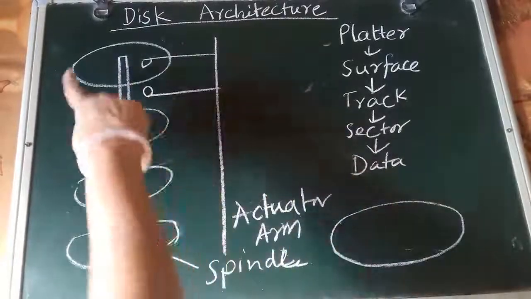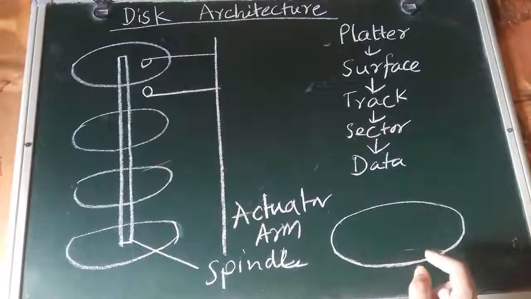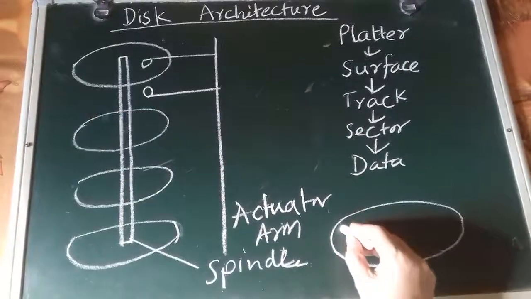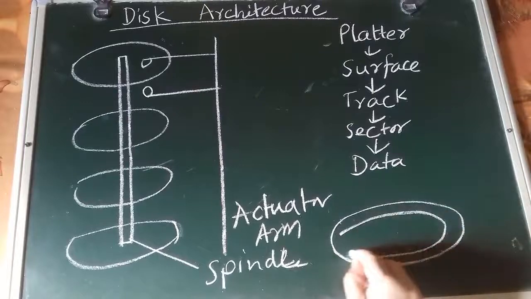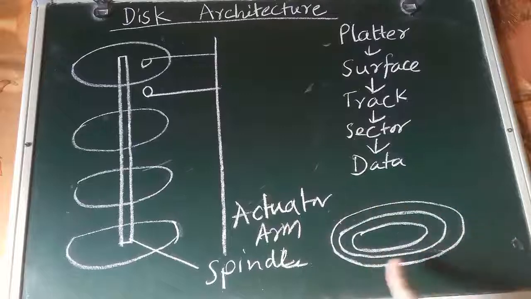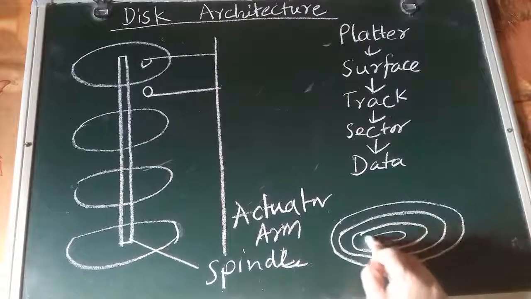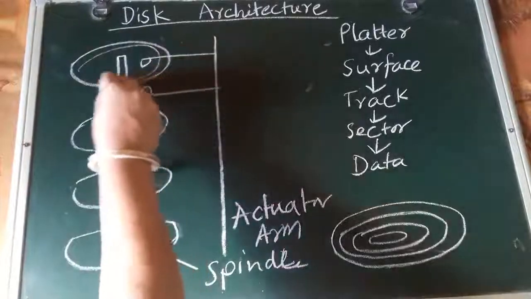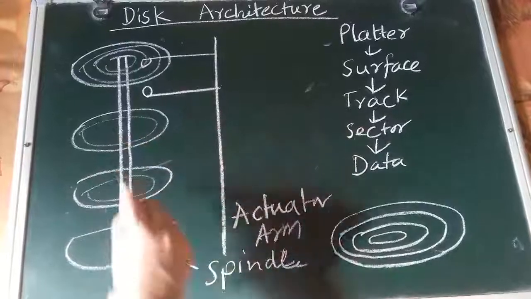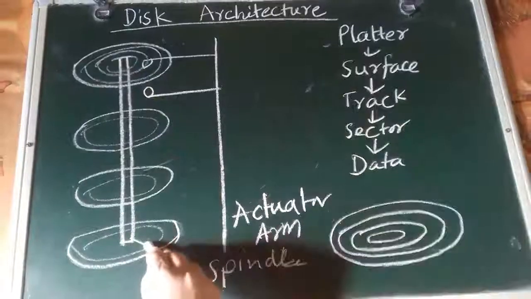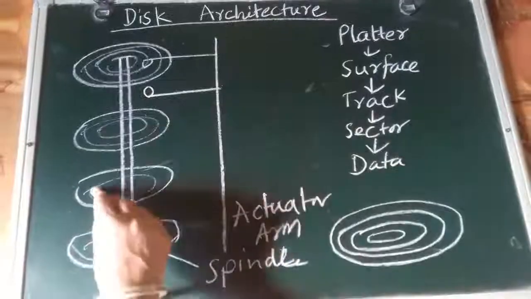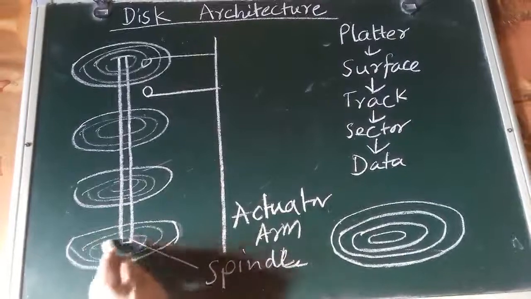Each surface is divided into some tracks, and each track is divided into sectors. If this is a platter, I have just taken a single one, the platter surface is divided into some tracks. These are called concentric tracks. Here if I draw, it will look like that. Similarly it is for this also, and this also. Remember, it is concentric. So if I have 4 tracks here, I will have 4 tracks here also, as well as here.